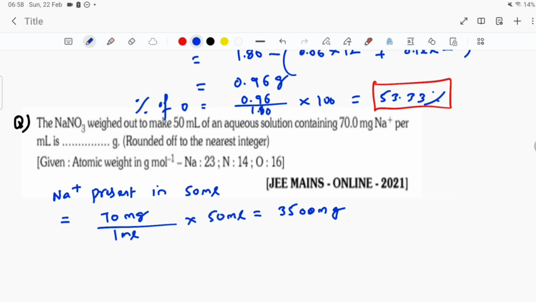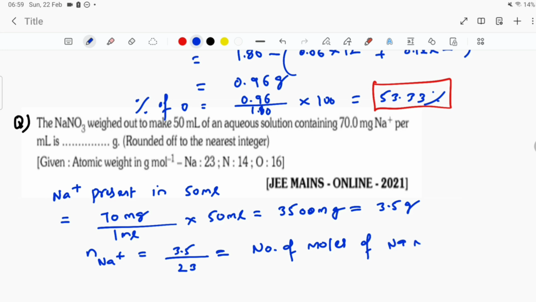50 ml of an aqueous solution containing 70 milligrams Na plus per ml, per ml they are asking. So per ml if you calculate, 3500 milligrams, which is equal to 3.5 grams. Now the number of moles of Na plus is equal to 3.5 by 23, which is equal to the number of moles of NaNO3. Why? Because each NaNO3 contains one Na plus. Number of moles of NaNO3 here we can make it equal.